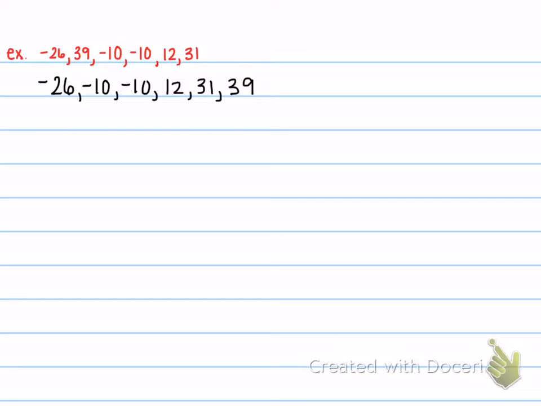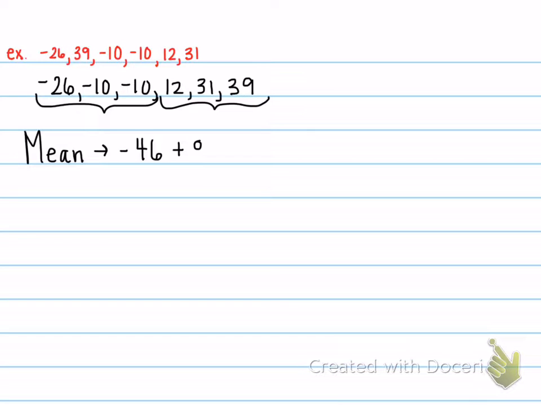If I'm going to start with the mean, I'm going to add my negatives. Negative 10 and negative 10 is negative 20. Negative 20 and negative 26 is negative 46. And then my positives. 31 and 39 is 70. Plus 12 is 82. And I know that there are 6 data points, so I know that all of that is going to end up being divided by 6.